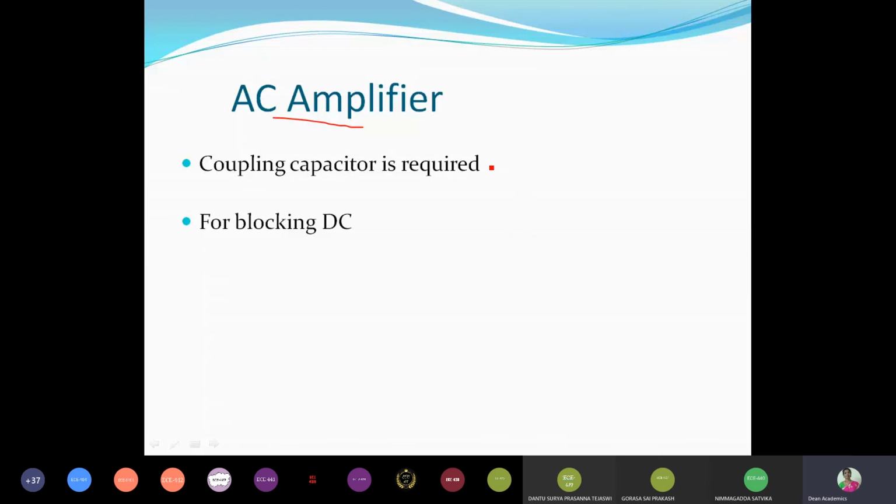Of course, even if you do not do that modification, no problem. In general, when you use the same operational amplifier, either in inverting mode or in non-inverting mode, as an AC amplifier, we generally connect a coupling capacitor. What is the purpose of this capacitor? For blocking DC. In order to block DC, a coupling capacitor is required.